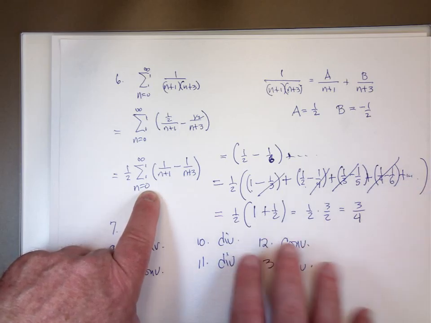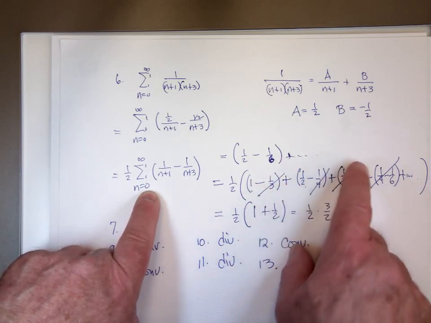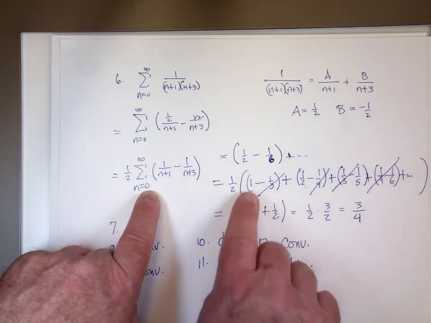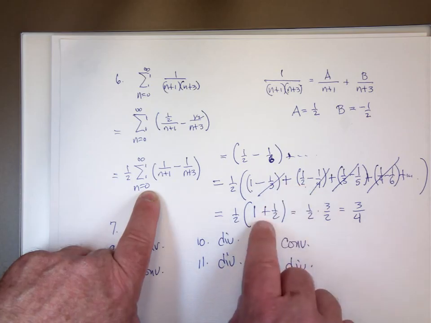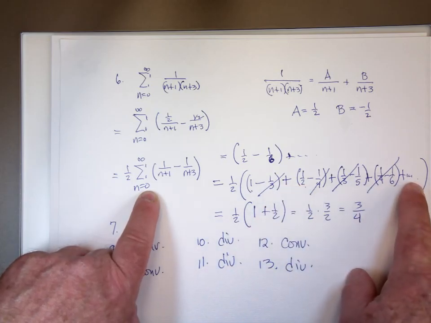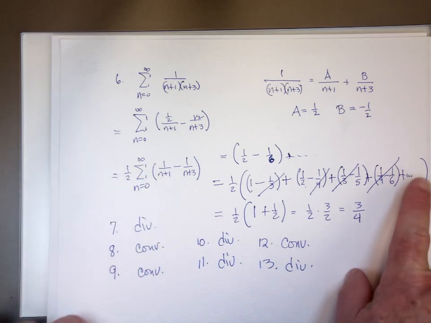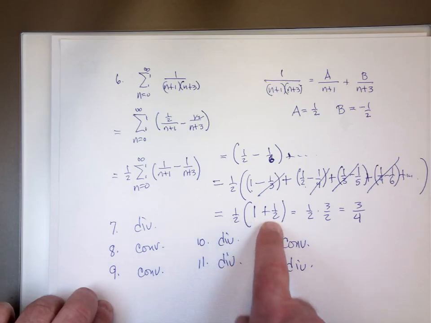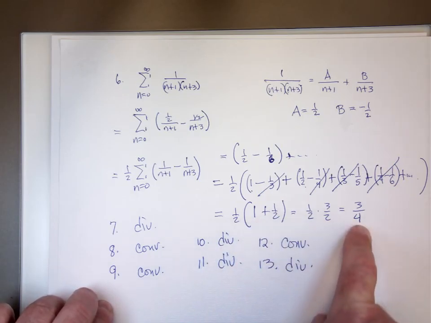Okay? What happens is the 1/3 will cancel, the 1/4 will cancel, everything cancels in the middle. You'll be left with the 1 and the 1/2 from the beginning. At the end, you're going to be left with two terms, but they go to 0 as the number of terms goes to infinity. They're irrelevant. The sum of this series is 1/2 times the sum of 1 plus 1/2, or 3/4.